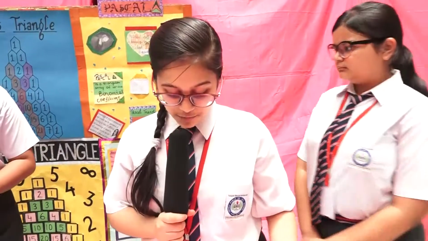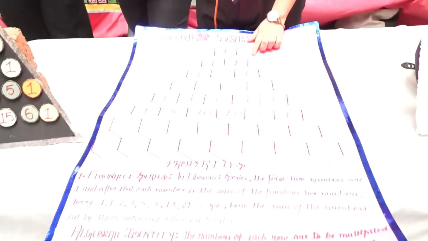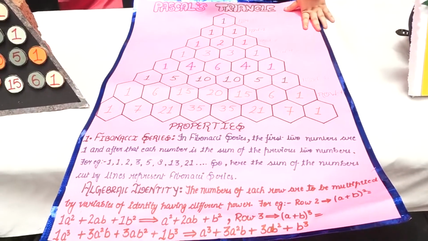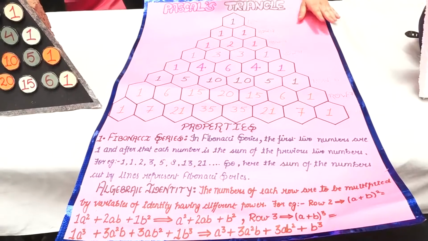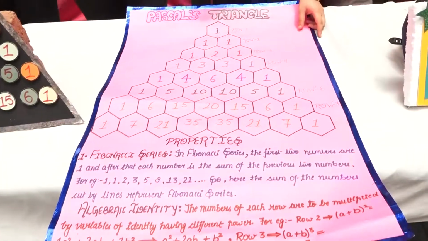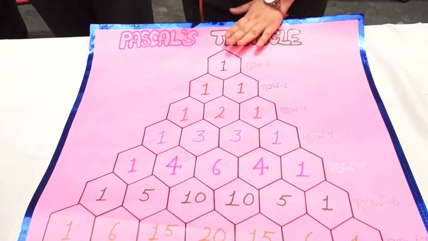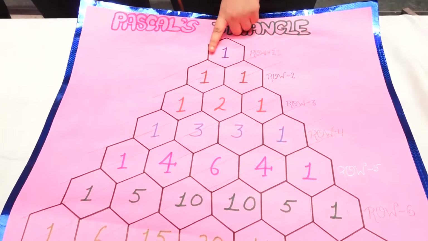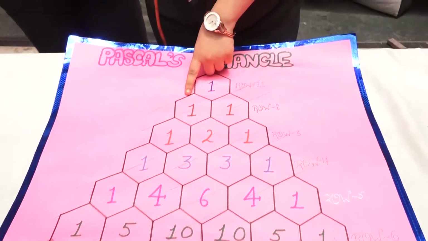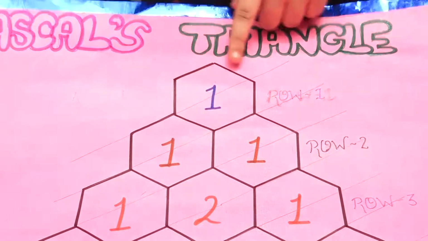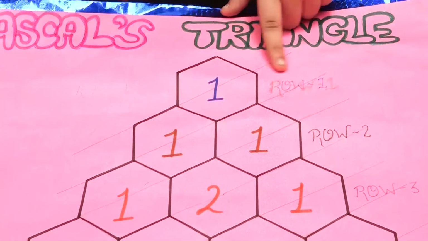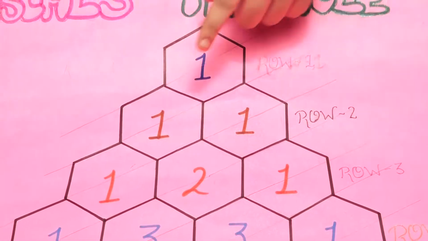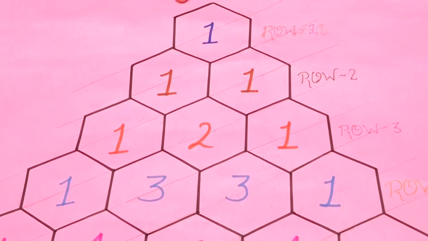The next property of Pascal's triangle is the Fibonacci series. In the Fibonacci series, the first two numbers are 1 and each number thereafter is the sum of the previous two numbers. So here in this Pascal's triangle, we have drawn some lines from the topmost left corner of the hexagon. These cut one or two numbers of each hexagon, which when summed up represent the Fibonacci series.